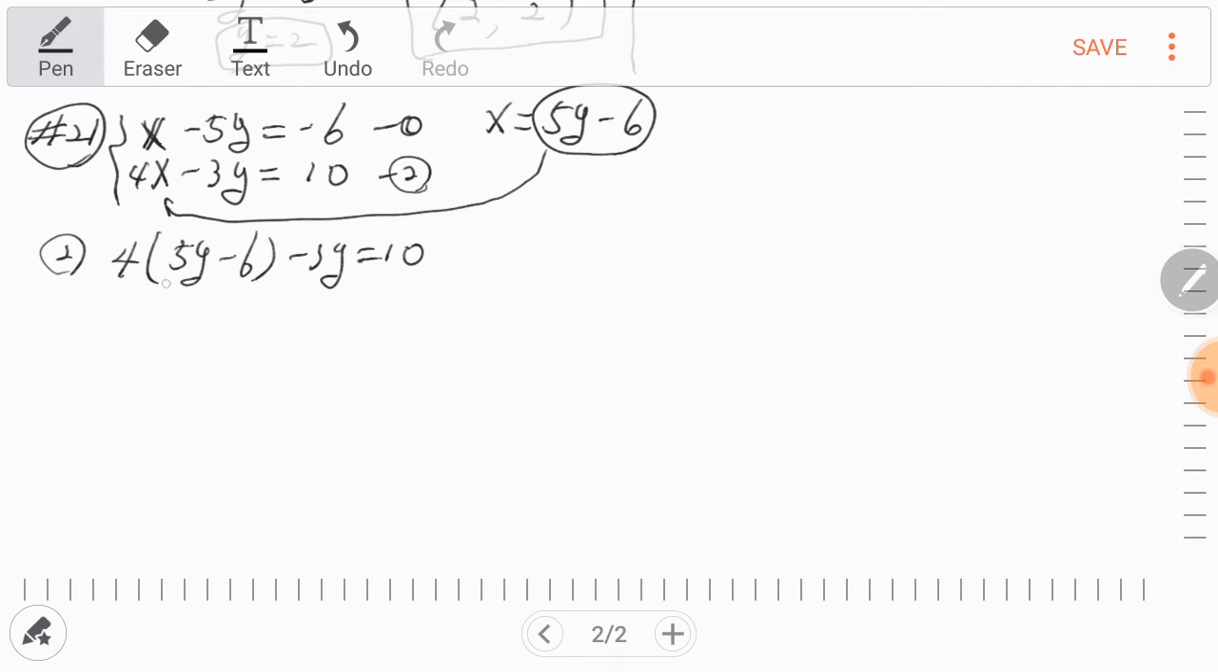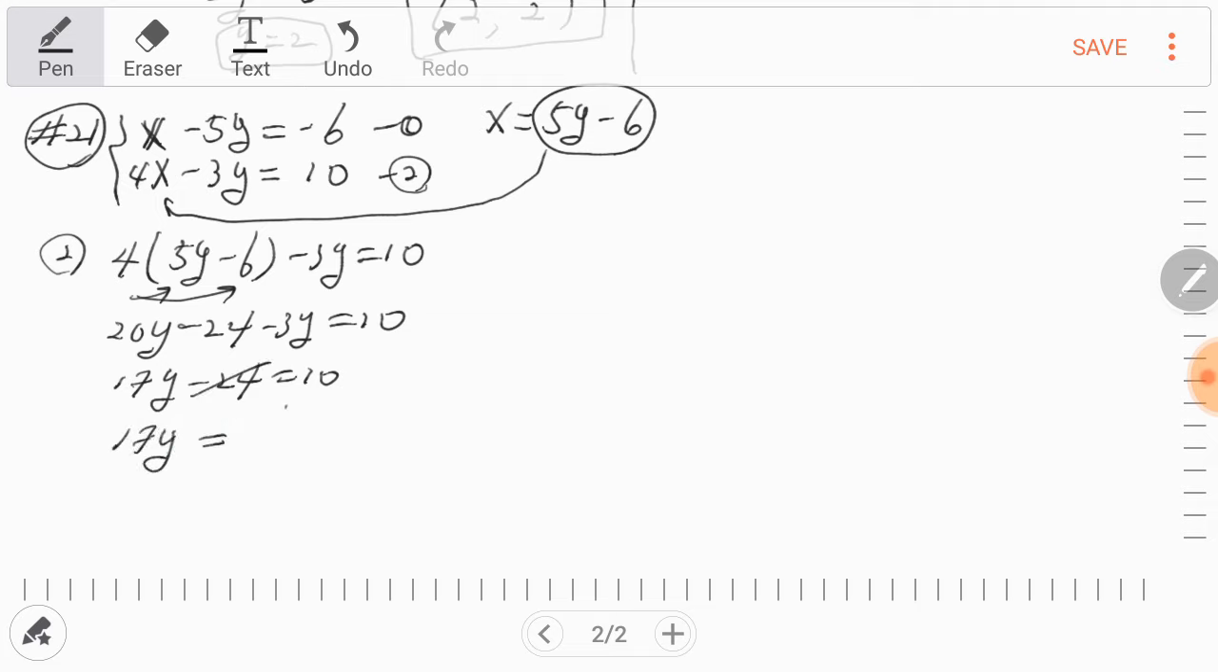Okay, distribute, remove the parentheses. 4 times 5, 4 times negative 6, minus 3y equals 10. Combine the like terms, 17y minus 24 equals 10. 17y equals, okay, plus 24 each side, then 34, then y equals 2.